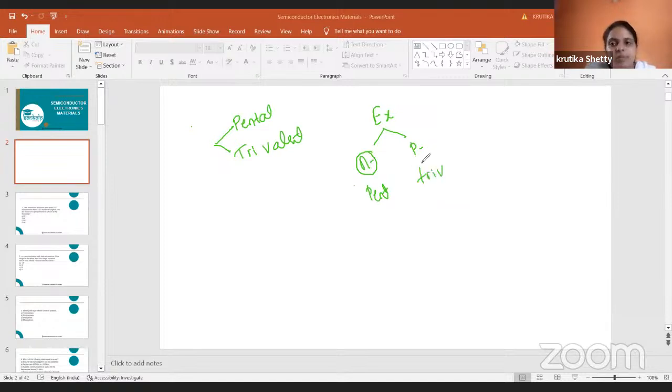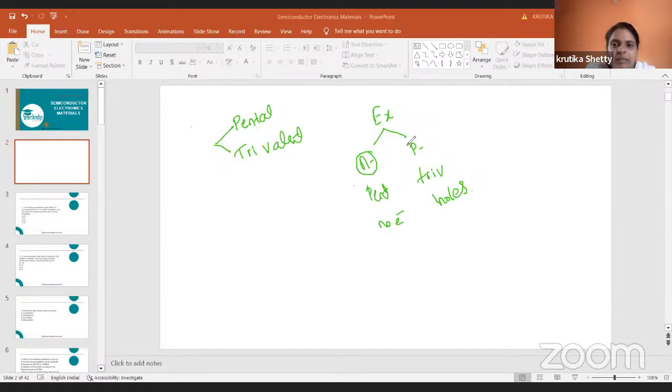So what is the difference between n-type and p-type material here? In the case of n-type, we are adding the impurity as pentavalent. In the case of p-type, we will add the impurity as trivalent. So in n-type material, the number of electrons will be more. In the same way, in p-type material, the number of holes will be more.